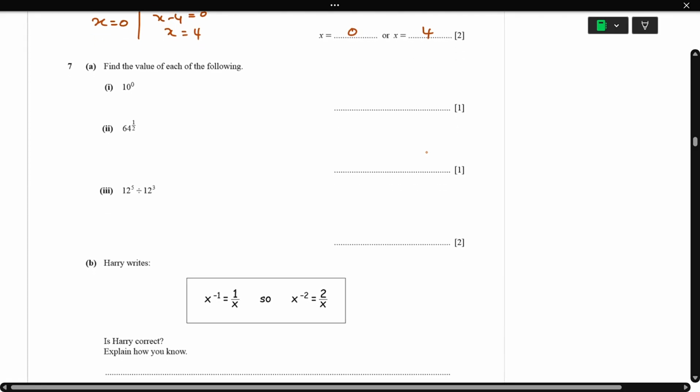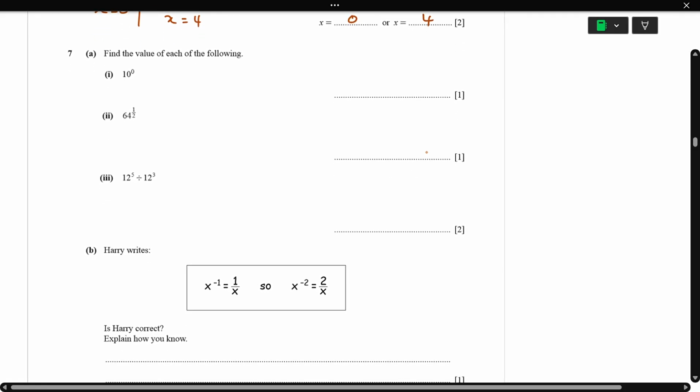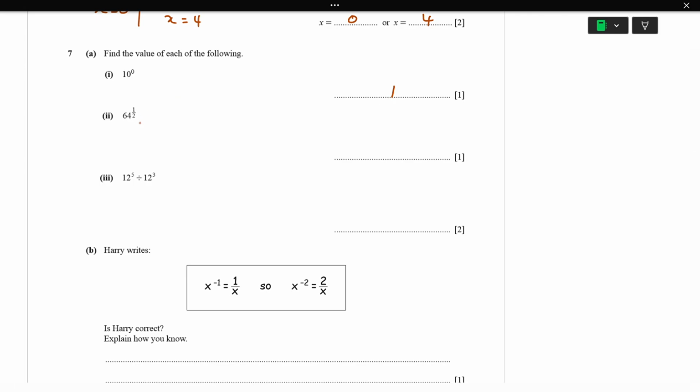Next one, find the value of each of the following. 10 power 0: any number power 0, the answer is going to be 1. Next, 64 power 1 by 2. 1 by 2 is nothing but a square root. Square root is going to be 8.